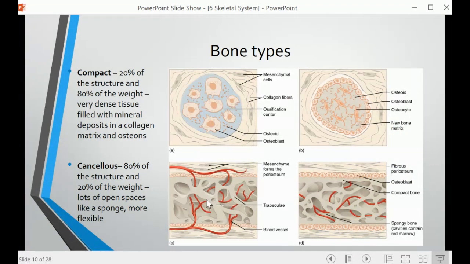Okay? And then the cancellous bone is 80% of the structure, but only 20% of the weight. There's lots of open spaces here you can see between what are called the trabeculae. This is the trabeculae here that's sort of forming that structure of the bone. And then we have all these little holes in there. And that allows the bone to be much more flexible. So spongy bone has these cavities that contain red marrow in them. You can see that.